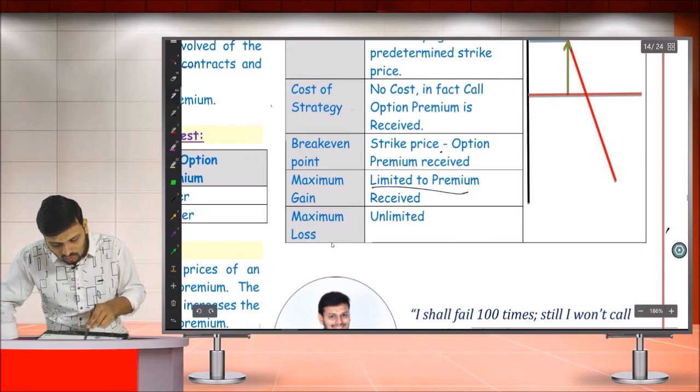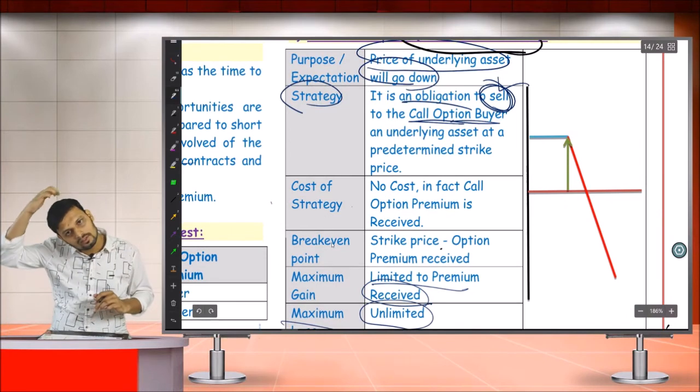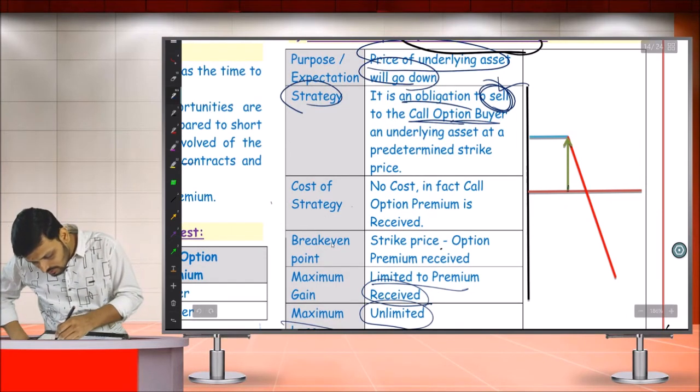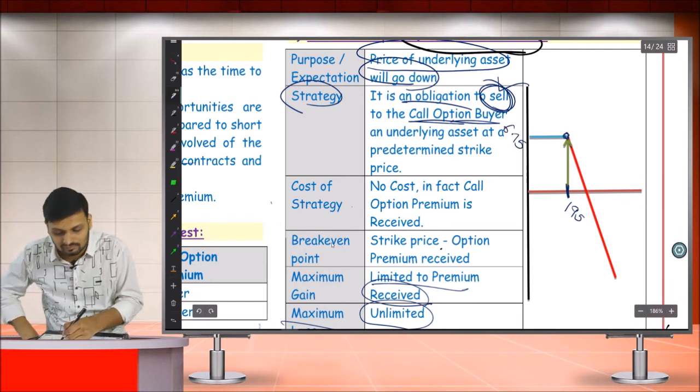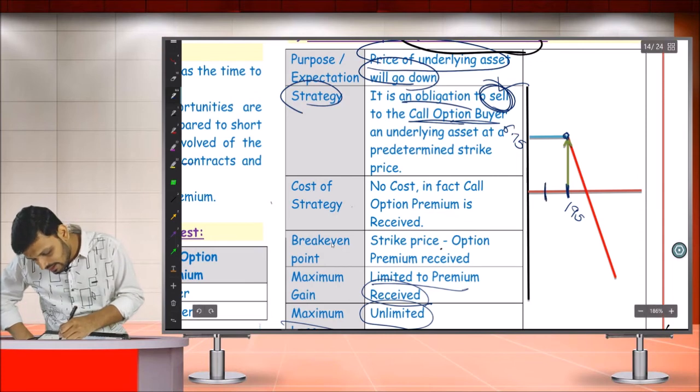Maximum gain limited to premium received, maximum loss unlimited. Let us try to understand with this diagram. This is 195. I got a premium of 6.15. That is a gain for me. The price came down to 150.